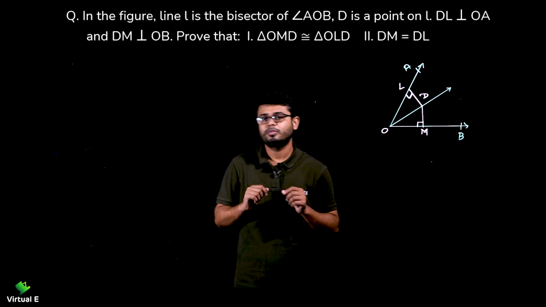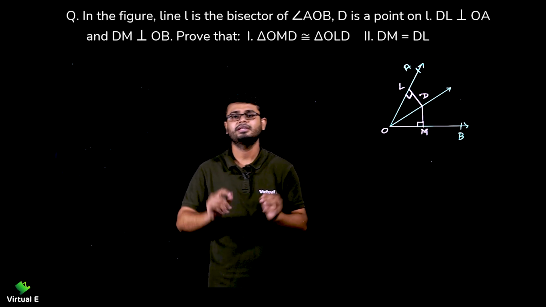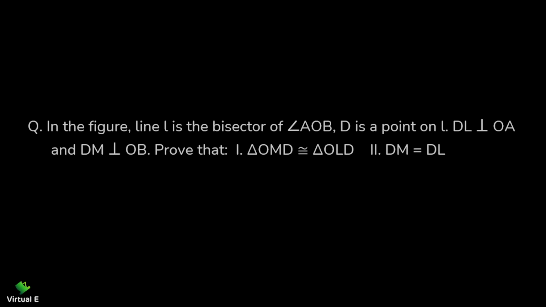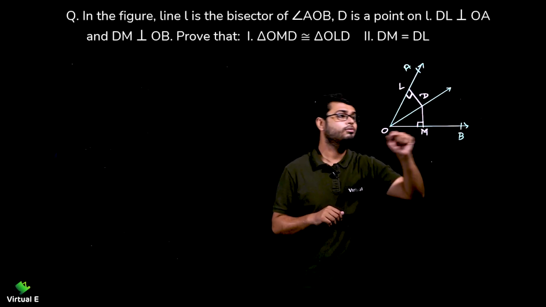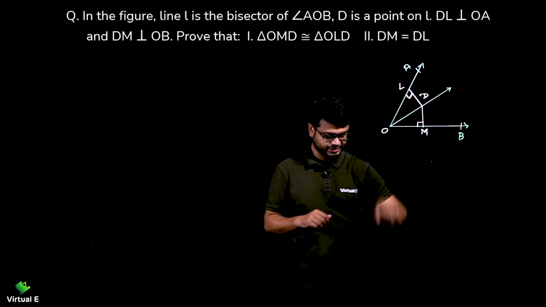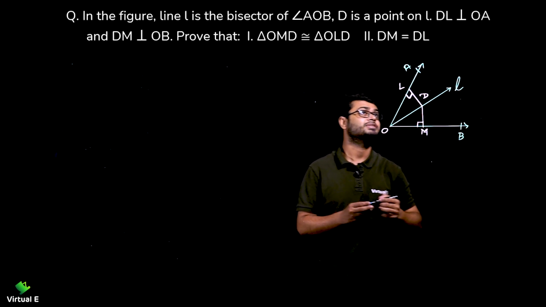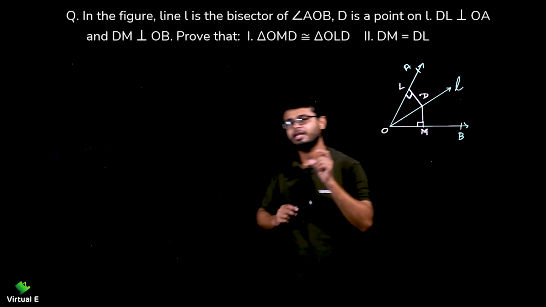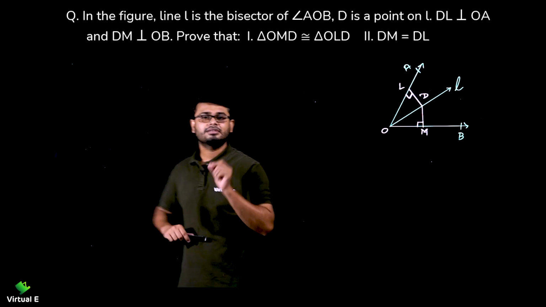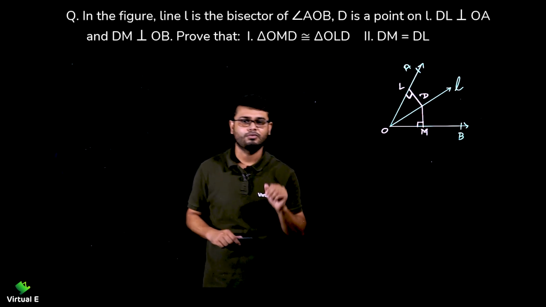Let's discuss one more problem related to proving the triangles congruent. Let's start. In the given figure, line L is the bisector of angle AOB. So let's write over here that this is the bisector. Bisector, a very important word. Bisector means it is divided into two equal parts.